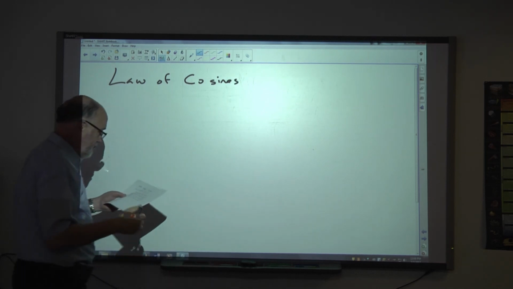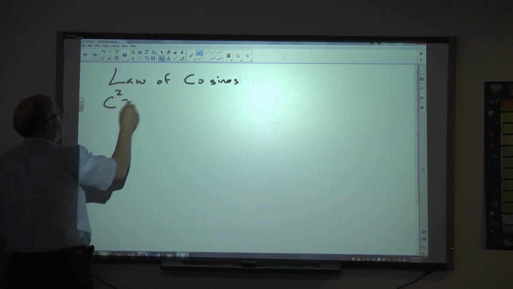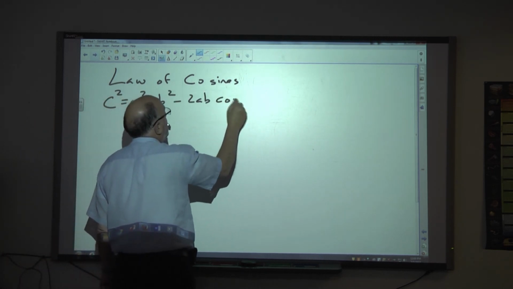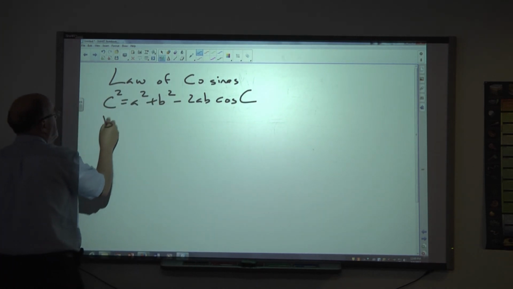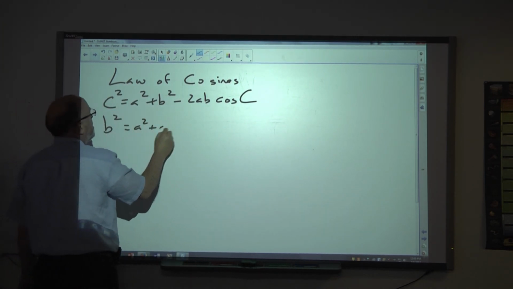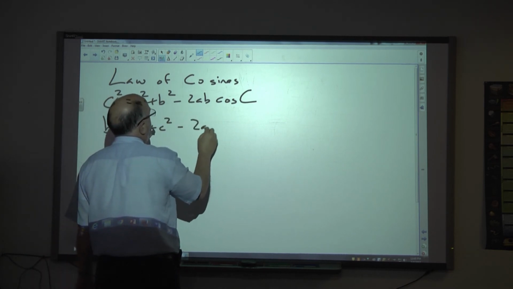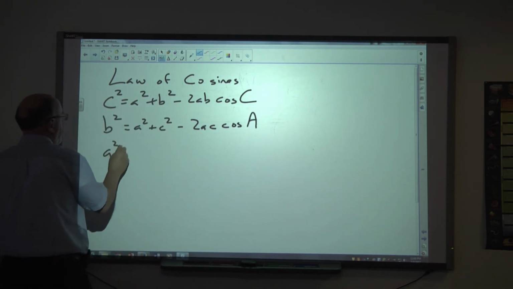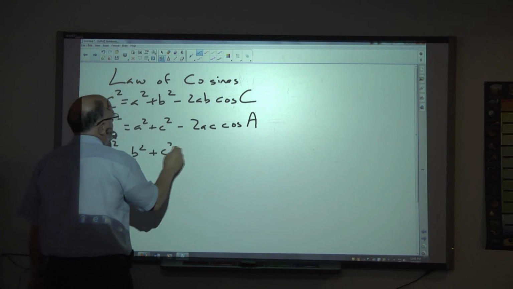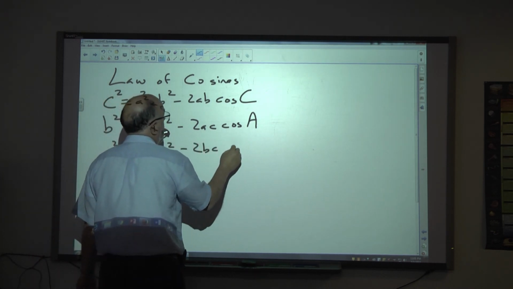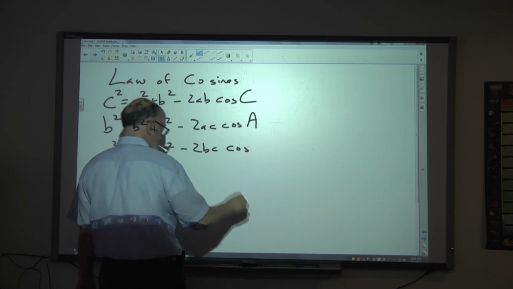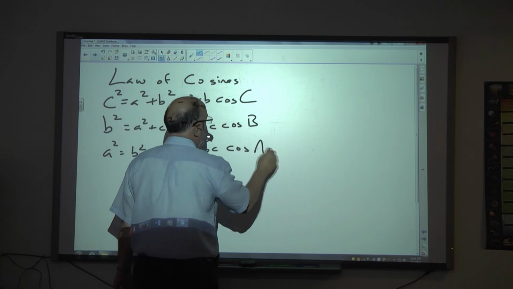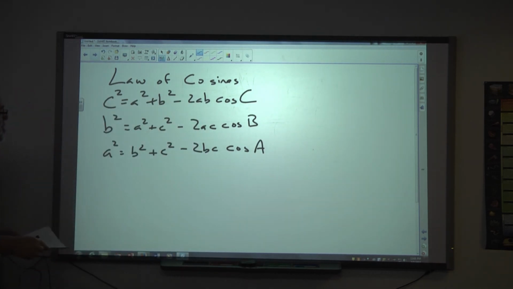And so we'll write up all three variations: C squared equals A squared plus B squared, minus 2AB cosine of C, or B squared is A squared plus C squared, minus 2AC cosine of B, or A squared equals B squared plus C squared minus 2BC cosine of A. Sorry, I got ahead of myself there. And so those are the variations of it, right?